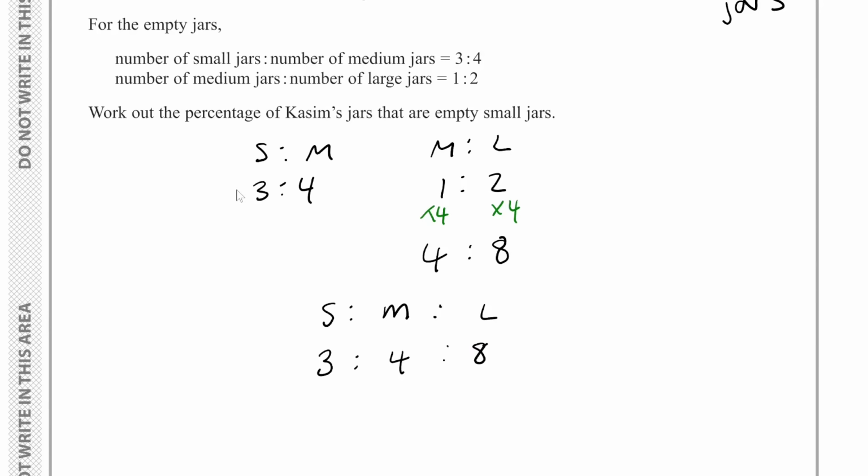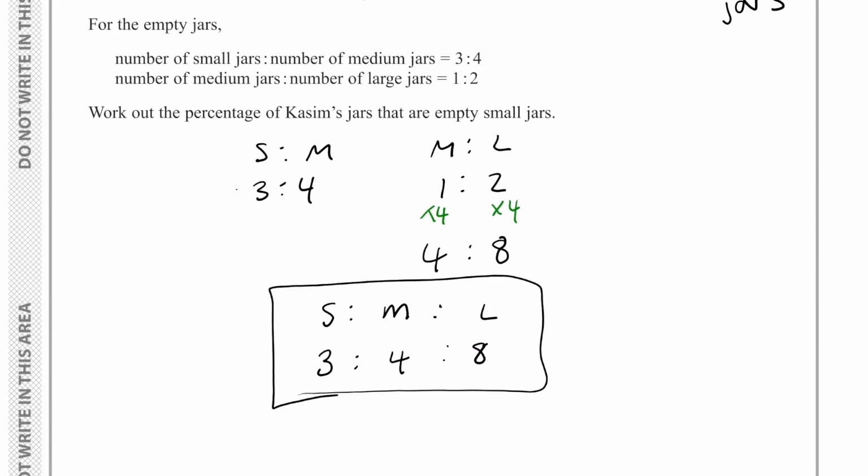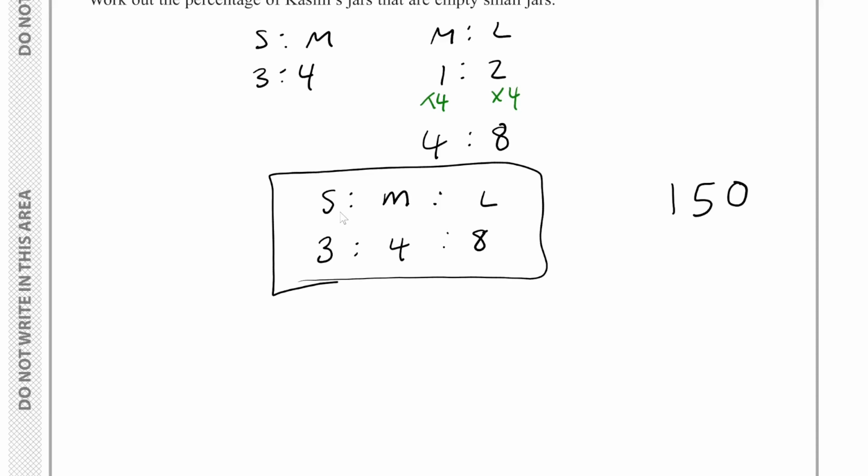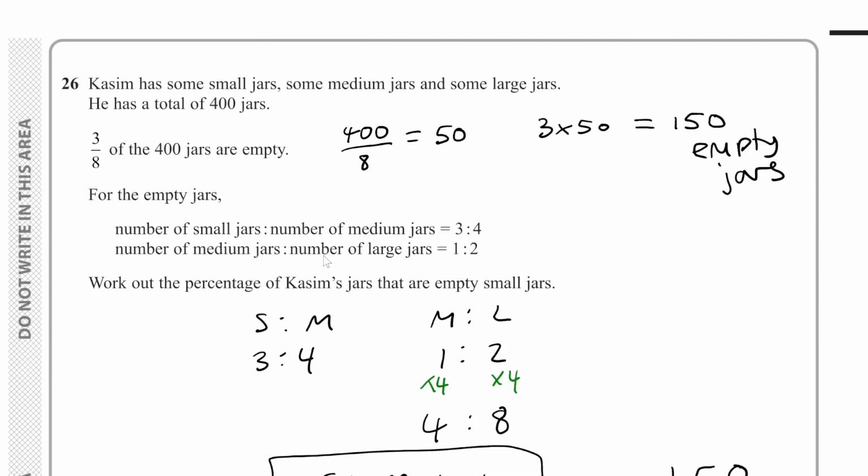There are 150 empty jars. So this ratio, the total number of jars is 150. 3 to 4 to 8 is conveniently 15 parts. So 3 plus 4 plus 8 is 15. 150 divided by 15 is 10. So it's 10 jars per part. It's 30 to 40 to 80. 30 small empty jars, 40 medium empty jars, and 80 large empty jars.